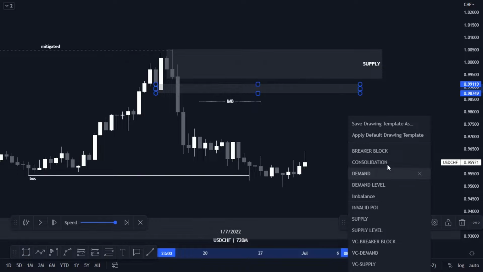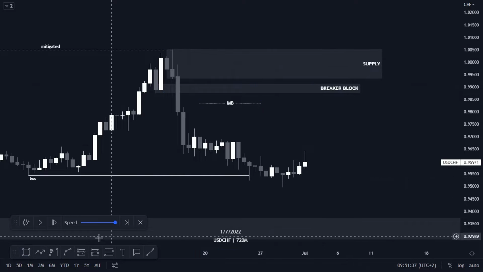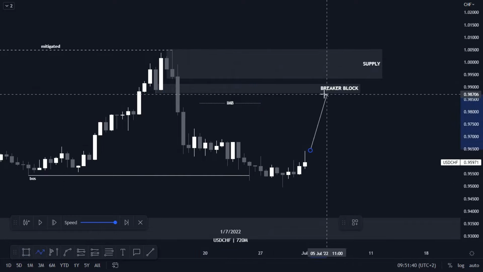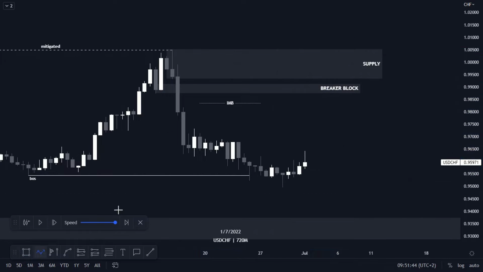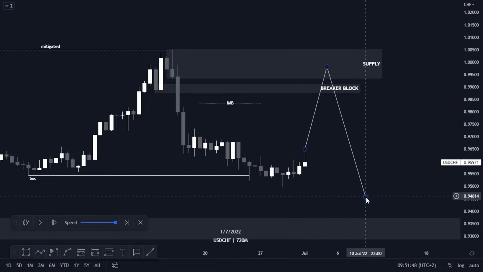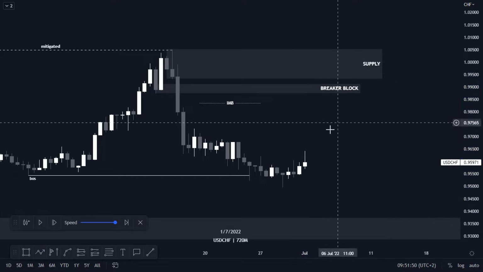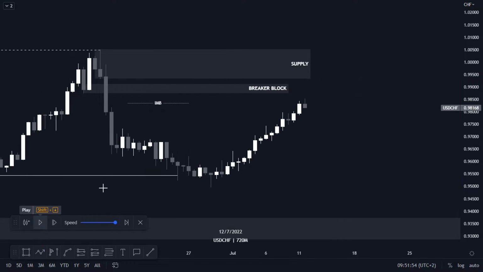Breaker block. Okay, now we'll be expecting the market to do this, pushing to the downside, or we'll be expecting the market to tap into our supply area and push to the downside. Okay, let's see what happens. Okay, price pushing to the upside.